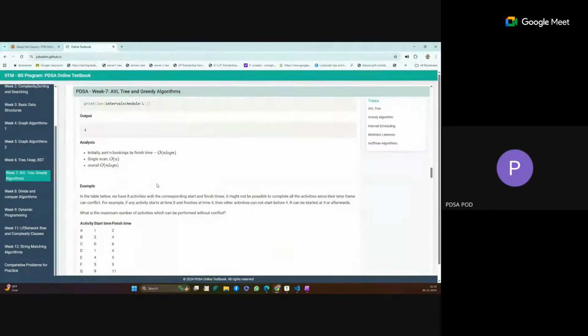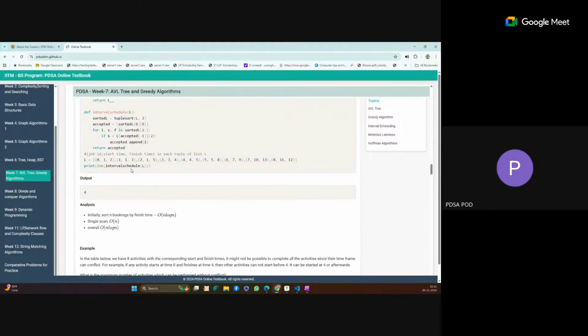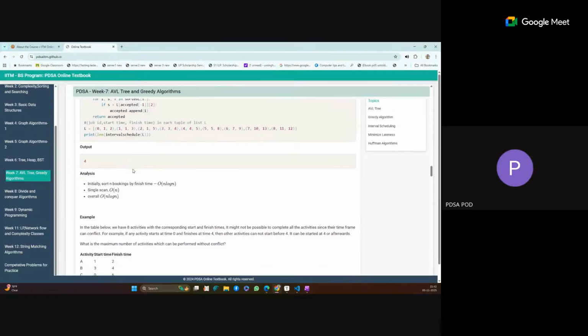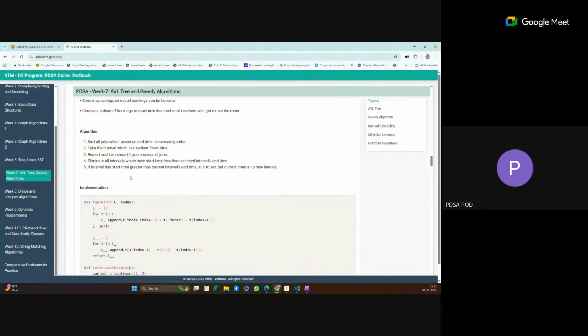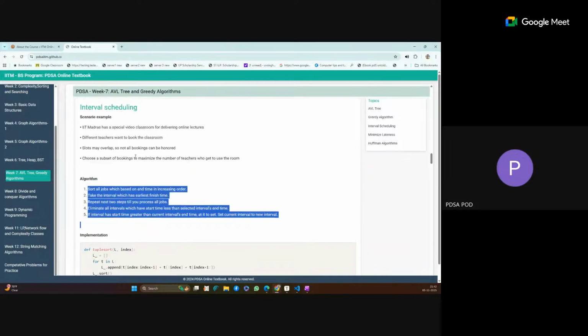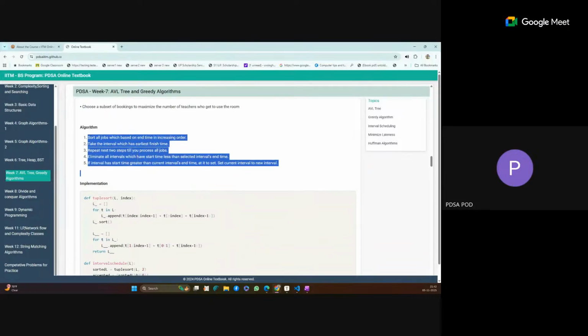This is just like a linear loop, so a single scan can solve this. But initially we require sorting all the activities based on their end time, so the overall complexity becomes n log n. Then we just do a single scan. Whatever I have discussed is written in the algorithm steps. Now you can write your own implementation for this.